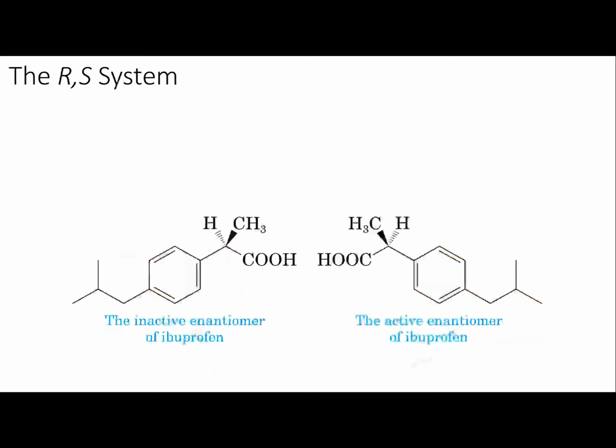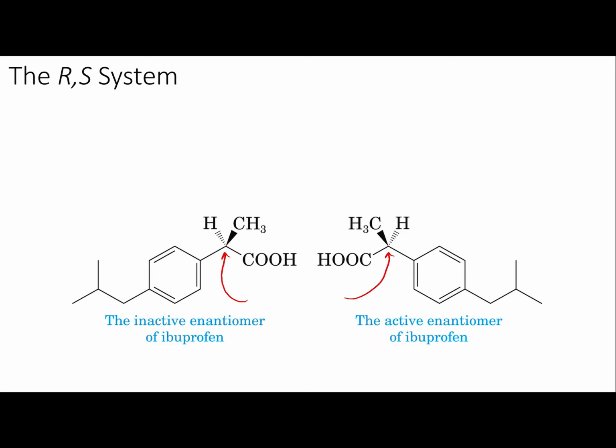Because enantiomers are different compounds, each must have a different name. So, here are the enantiomers of the over-the-counter drug ibuprofen. Now, you can see that they're just mirror images of each other, but you can see the chiral carbon. I'm hoping you can spot it.